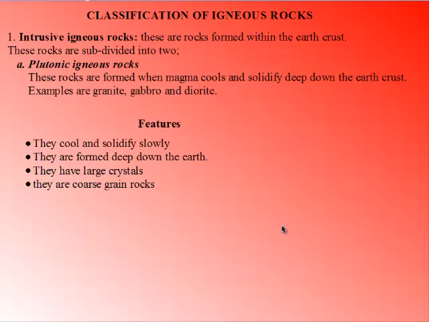These rocks are subdivided into two. We have plutonic igneous rocks and hyperbyzar igneous rocks. When we talk about plutonic igneous rocks, they are rocks formed when magma cools and solidifies deep down the earth crust.